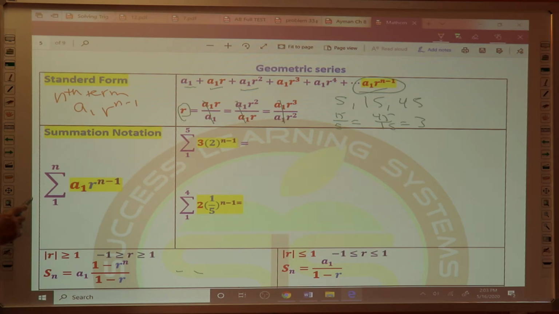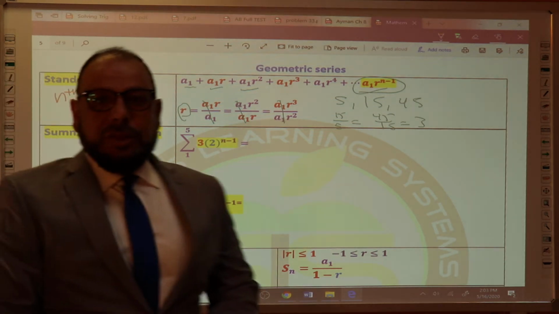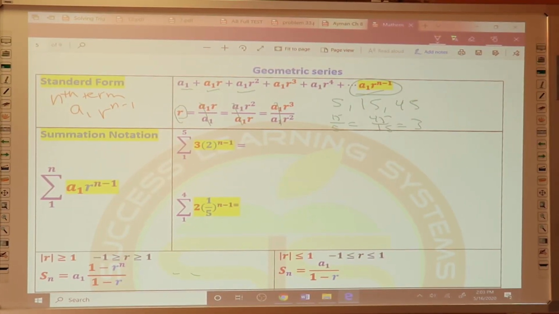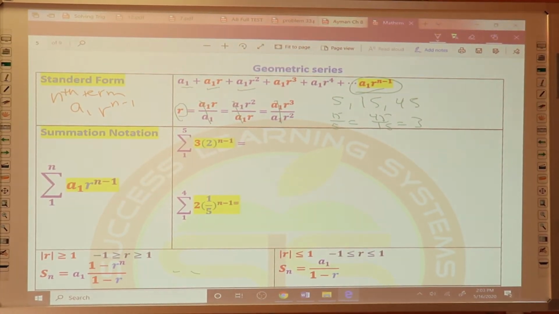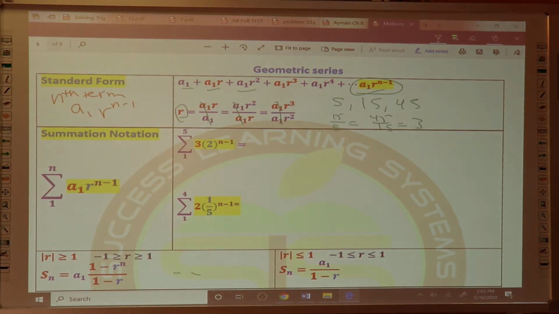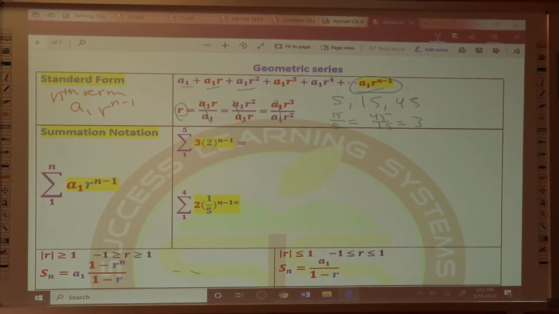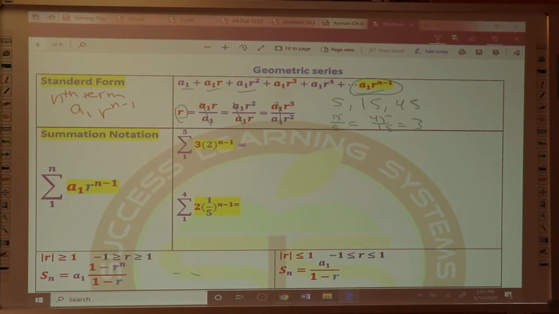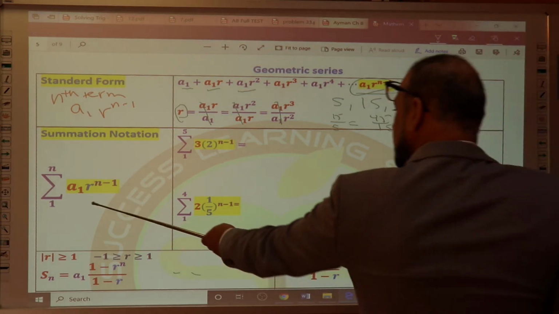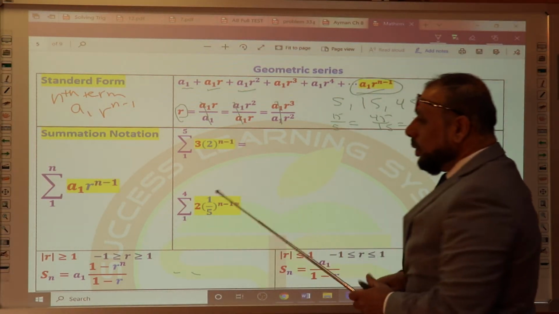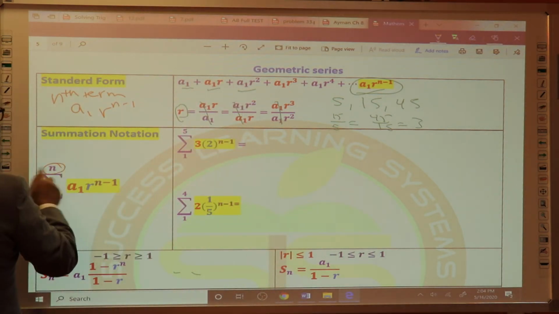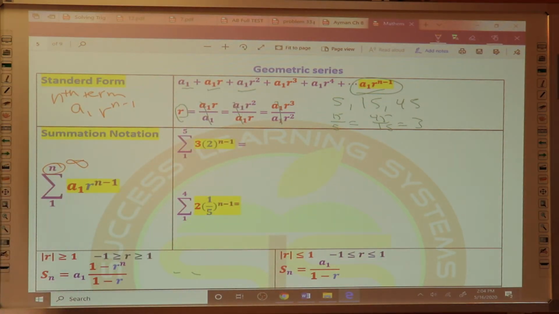We call this the sum notation. Now, the sum goes from 1 to n. When this becomes infinity, we call this an infinite series.